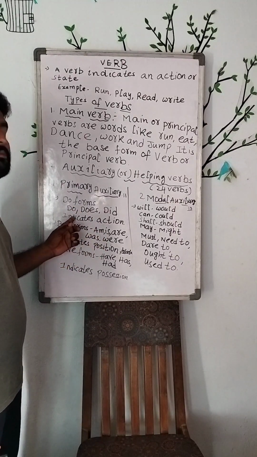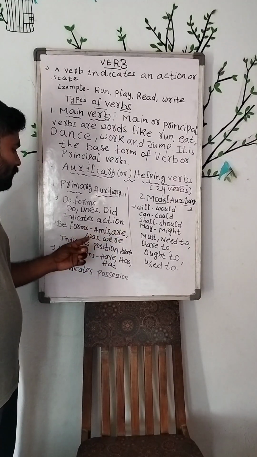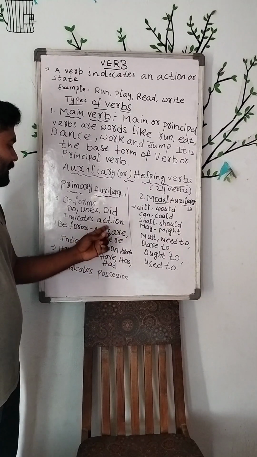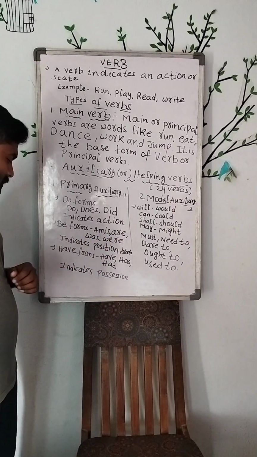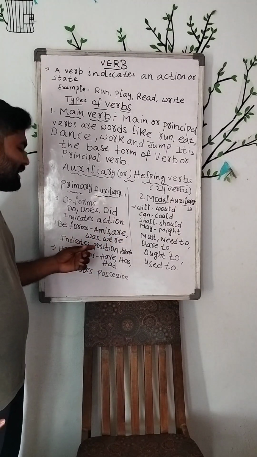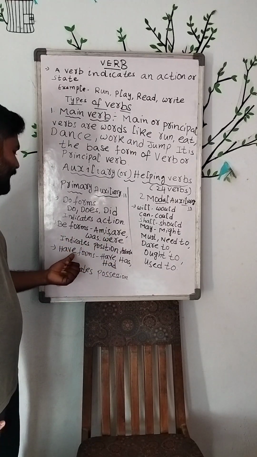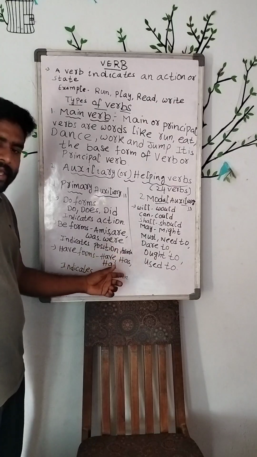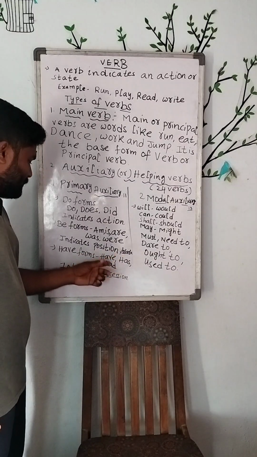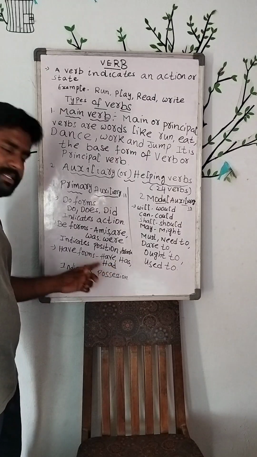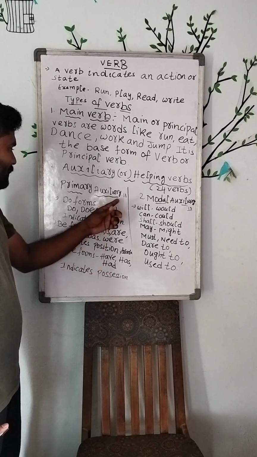Next one, what are the be forms? Am, is, are, was, and were come under be forms. These be forms indicate position or state in a sentence. Next, what are the have forms? Have, has, had. These indicate possession. So these are 11.